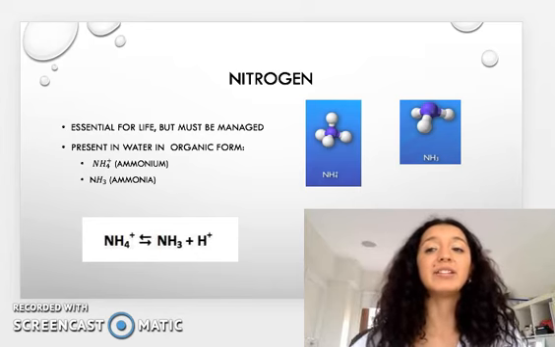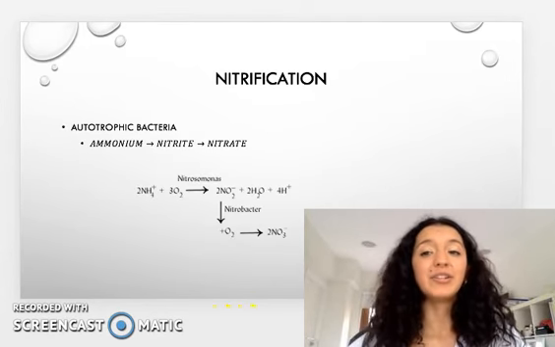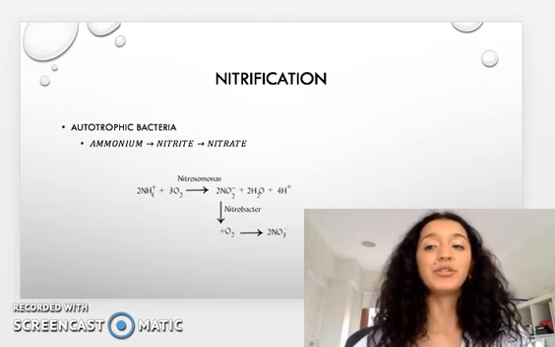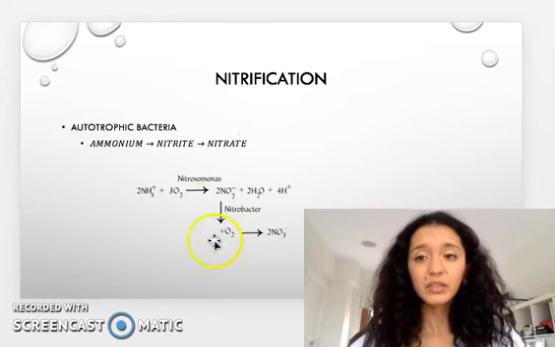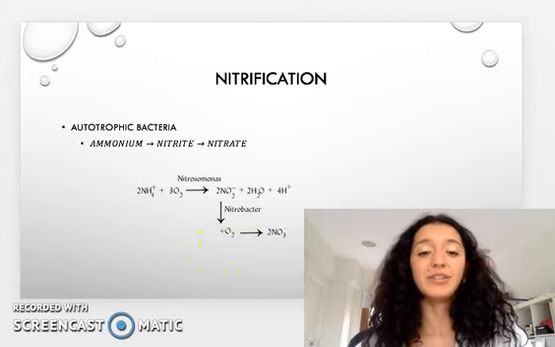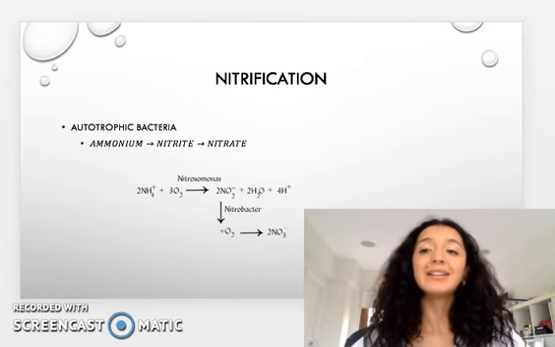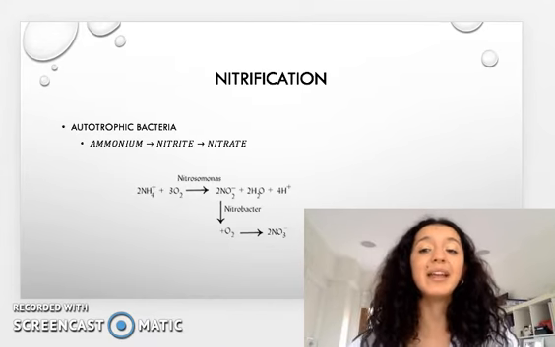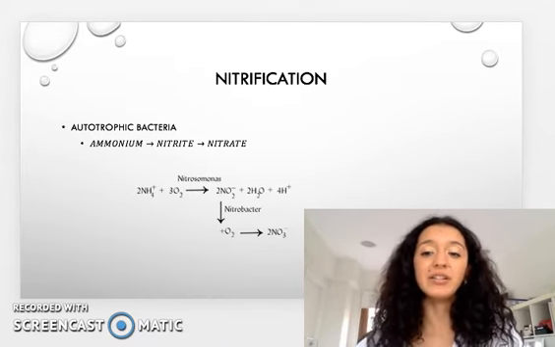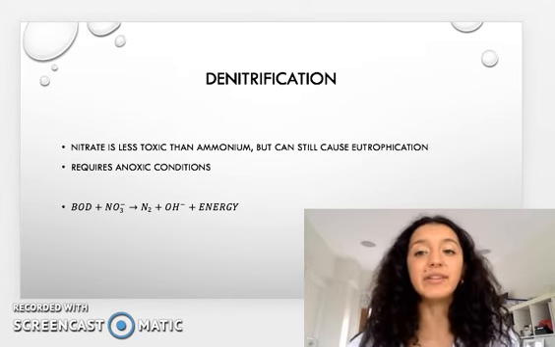Now in nitrification, the ammonia oxidizes into nitrite, where you can see it has 2 oxygen molecules attached. And then with the help of nitrobacter, it will then become nitrate with 3 oxygen molecules. While nitrate isn't as harmful as ammonia, it can still cause eutrophication and interfere with blood oxygenation in humans. Now the denitrification step is necessary.